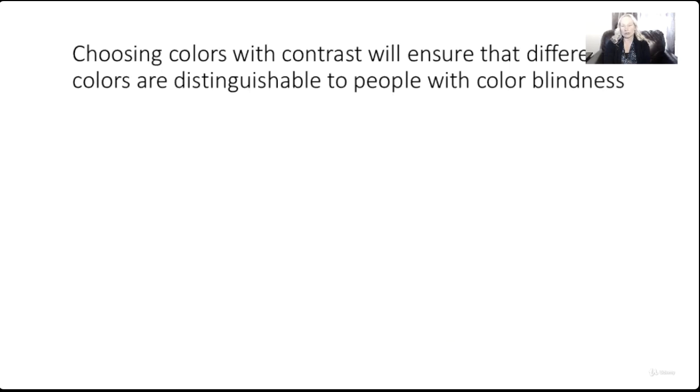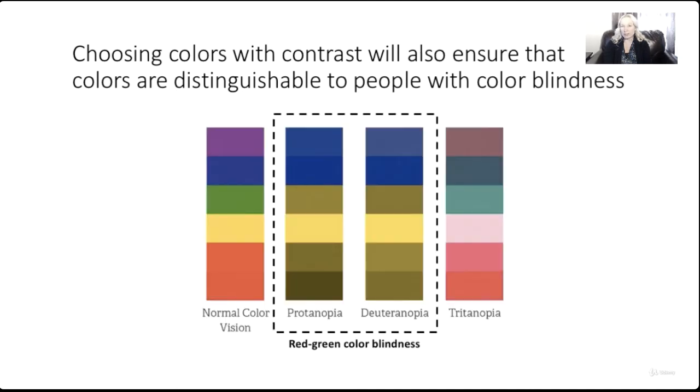Another important reason to use contrasting colors is that colors with contrast are more distinguishable to people with vision impairment or color blindness. Approximately 9% of all men have some form of color blindness, and 0.5% of all women have some form of color blindness. This means that if you're giving a presentation to 100 people in a room, there's a good chance that 9 of these people will have color blindness.